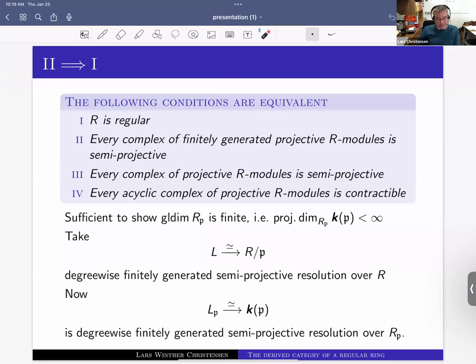So what one does is take a semi-projective resolution L over R of R/p. And because R/p is a cyclic module, one can choose this resolution, I mean, it's just a projective resolution of a cyclic module, so it can be chosen degree-wise finitely generated. And now if one localizes, then over R_p, one now looks at a projective resolution of the residue field k(p).